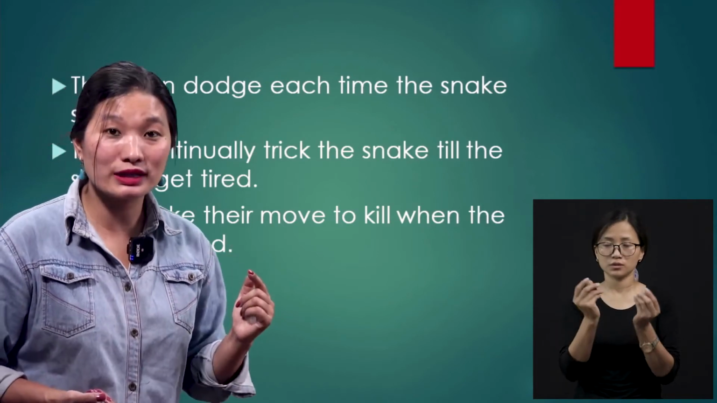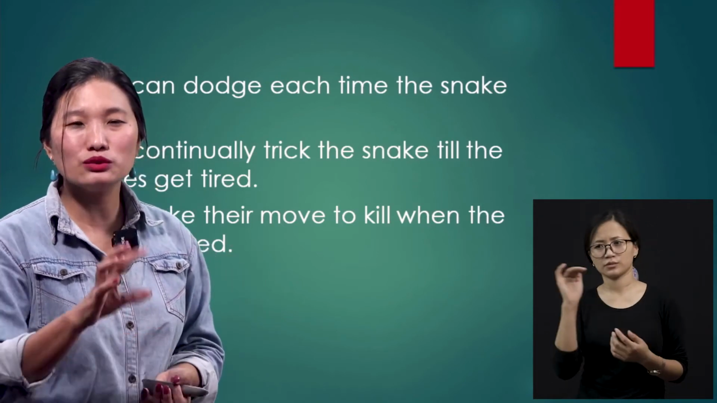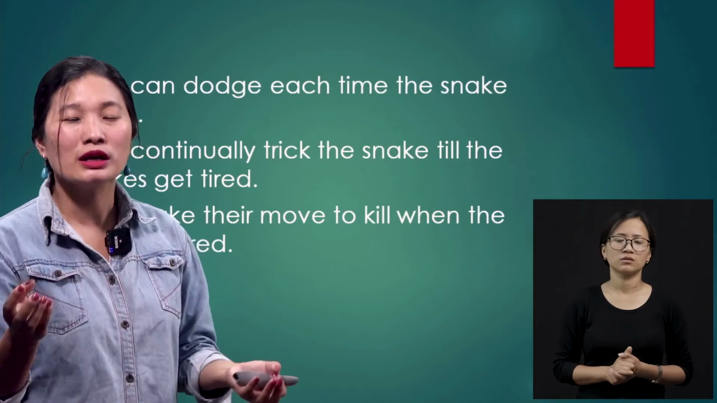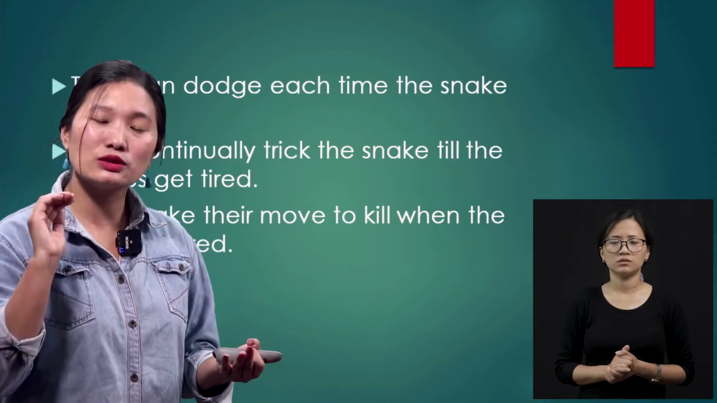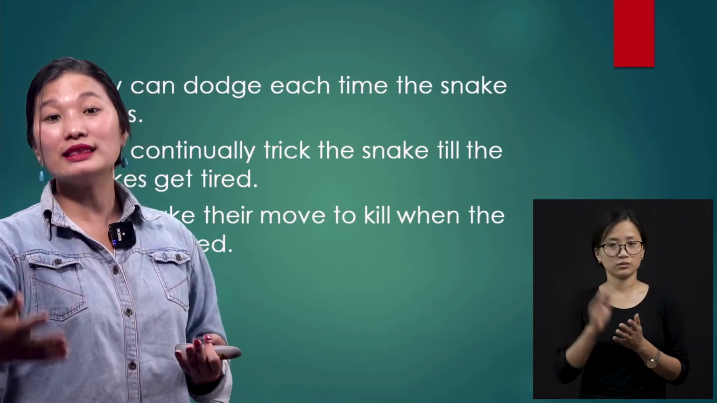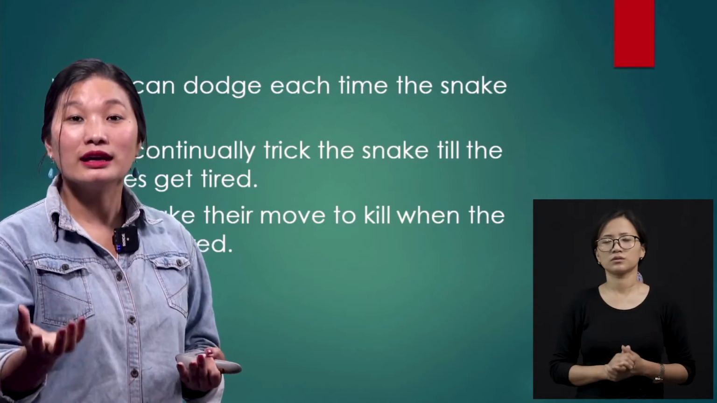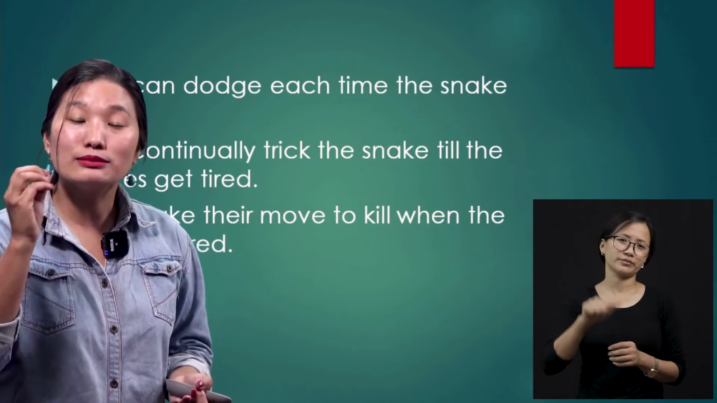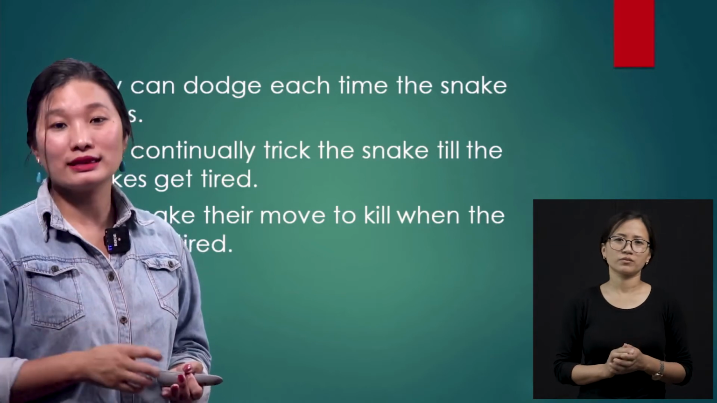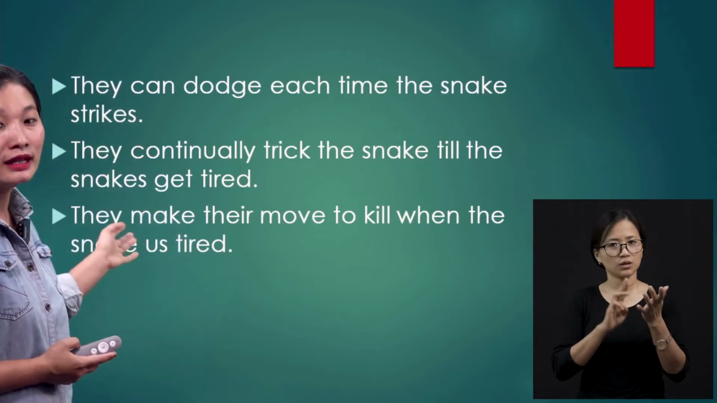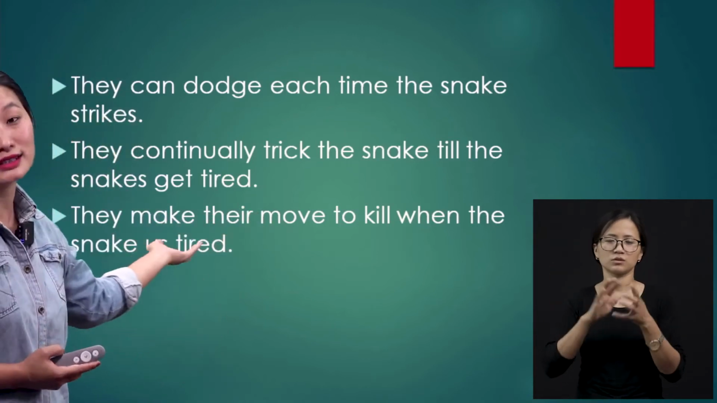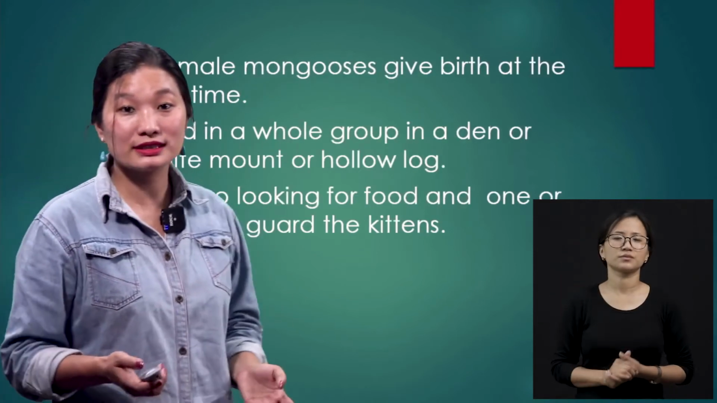See, it's very tricky, isn't it? A mongoose would continually be tricking the snake, moving around, jumping around whenever the snake tries to attack it. And then when the tired snake cannot move anymore, it makes its move to attack the snake. They make their move to kill when the snake is tired, and that's what we have just discussed.